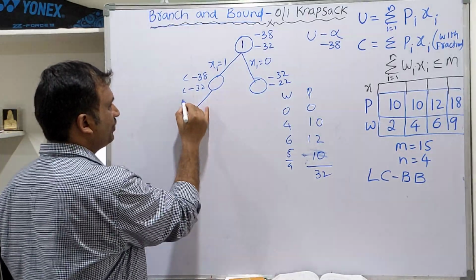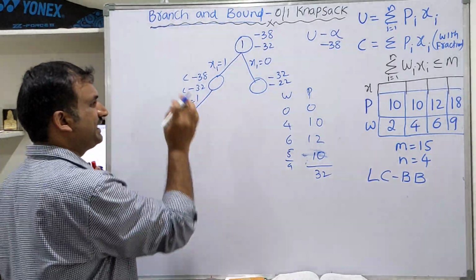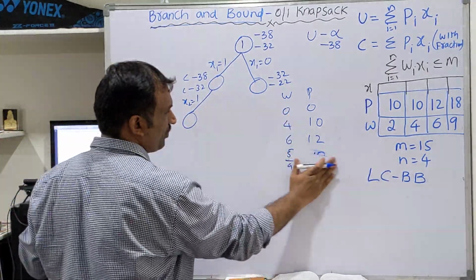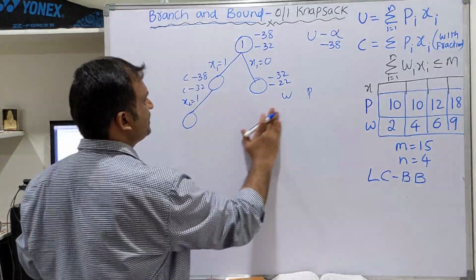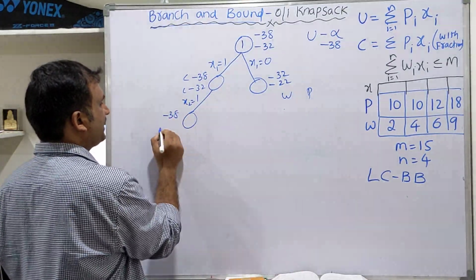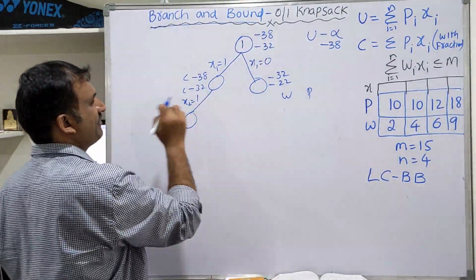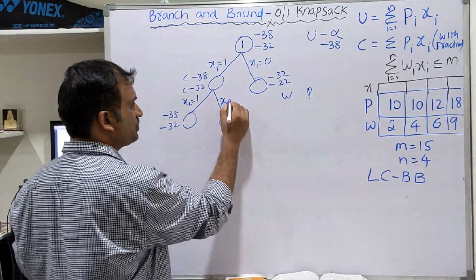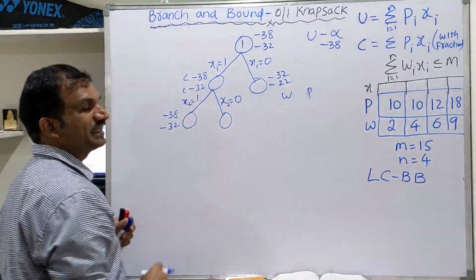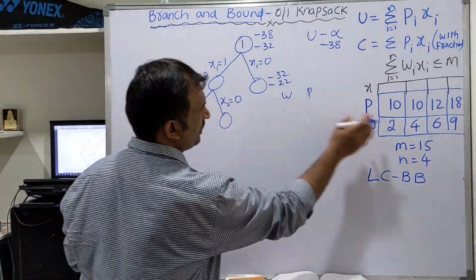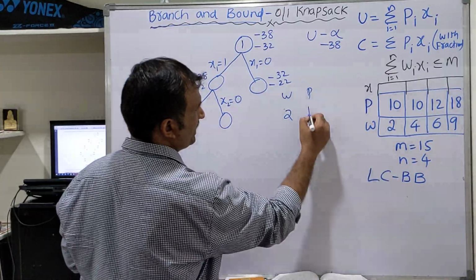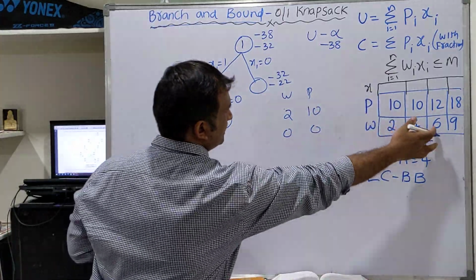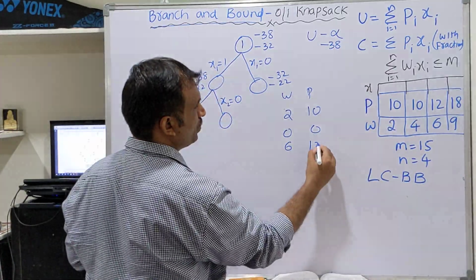Now here what do we do? x2 is equal to 1, by considering the second item. We have already calculated in the previous step, which is minus 38 and 32. Here the same values will be repeated. Now calculate x2 is equal to 0, without considering 2. So let's calculate. The profit is 10. Don't consider the second weight, 0, 0. The third weight, 6, 12.